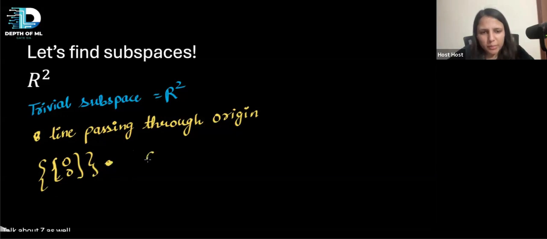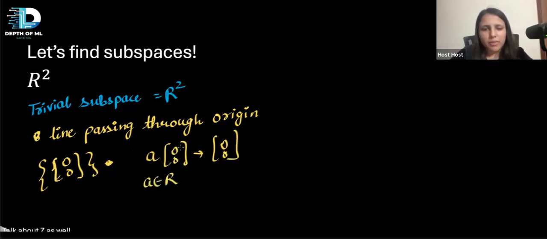If I multiply anything with the zero vector, it will always give me the zero vector, and a belongs to R. If I add the zero vector to the zero vector, I get the zero vector. If I subtract the zero vector from the zero vector, I get the zero vector. I do any operation to the zero vector, it's still in this set. So this set is actually a special set. It's called the zero subspace.